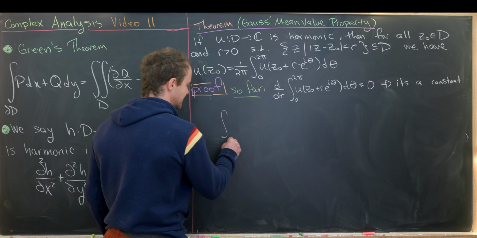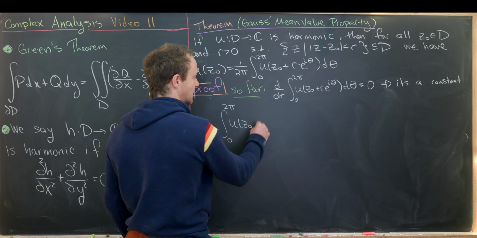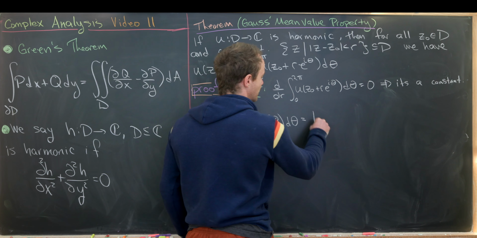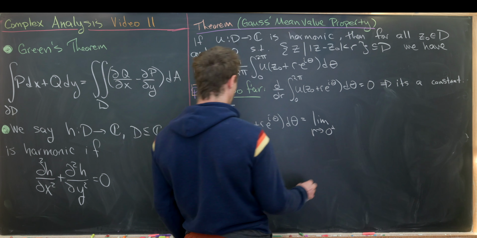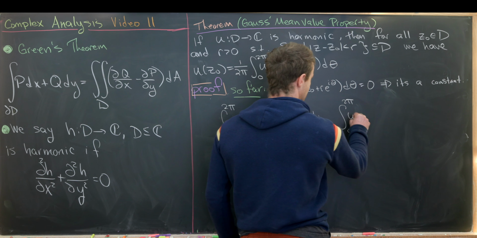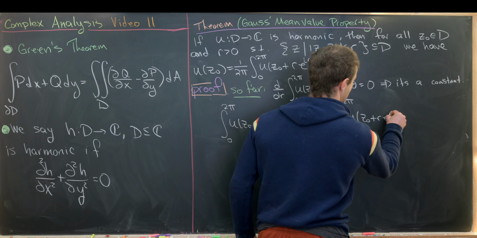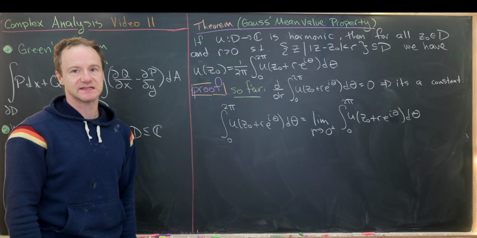So that means we can write this integral from 0 to 2π of u(z₀ + re^{iθ}) dθ as the same thing as the limit as r goes to 0 from above of the integral from 0 to 2π of u(z₀ + re^{iθ}) dθ. Again, that's because this thing is a constant.